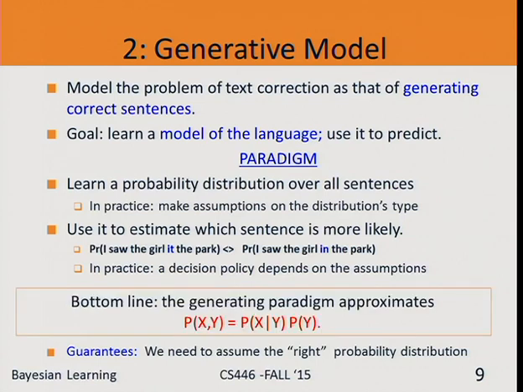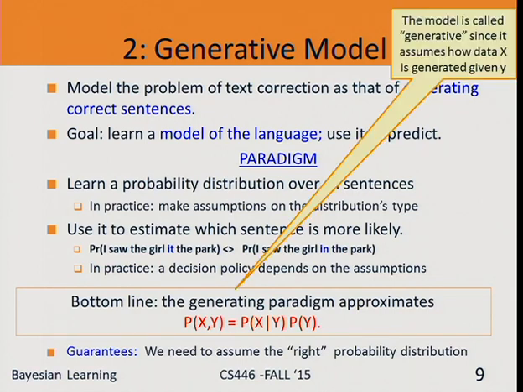At the end, the generative paradigm really approximates a probability distribution over X cross Y, not just a decision function. And given this probability distribution, we can make decisions by looking at these comparisons, essentially. So that's the gist of what we're going to do. We're going to talk about this paradigm and be a little bit more specific.